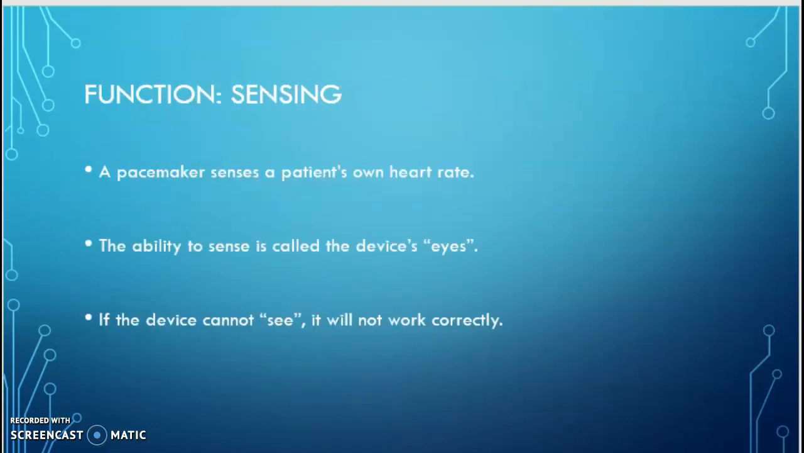Function: sensing. This is, in my opinion, the most important slide. The crux of all pacing really has to deal with sensing. A pacemaker senses a patient's own intrinsic heart rate. Sensing is how a device sees what it needs to do. The ability to sense in the device is called the device's eyes. If the device cannot see, it will not work correctly, period. When the device is implanted, the doctor will test the sensing of the device first, and most importantly, to make sure the implant will be successful.